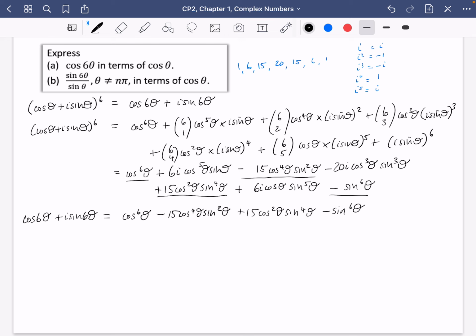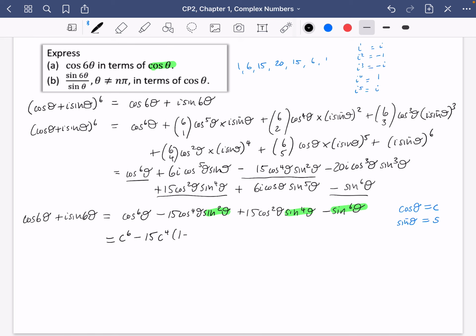But they only want it in terms of cos theta, which means I need to remove the sine bits that I've got here. And that's going to be pretty annoying. So for the rest of my calculations, instead of writing cos theta, I'm going to write it with C. And instead of writing sine theta, I'm going to write S to save me a bit of time. So I've got C to the power of 6 minus 15 C to the power of 4.